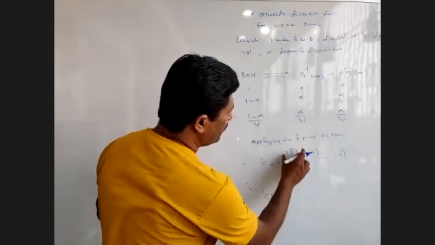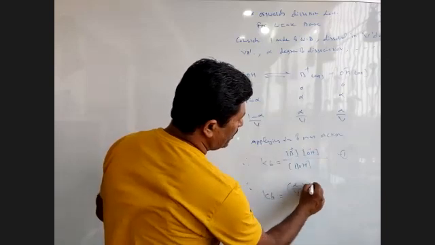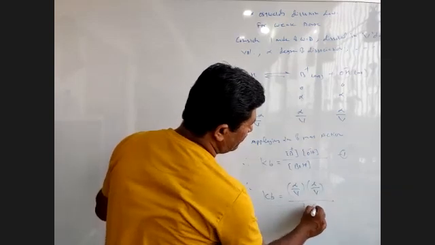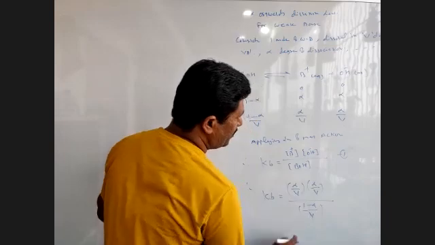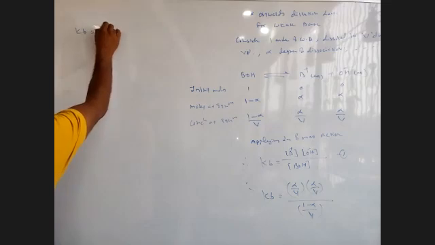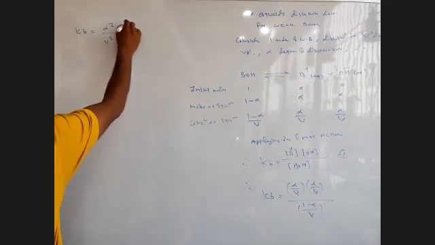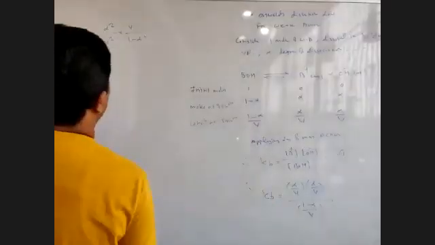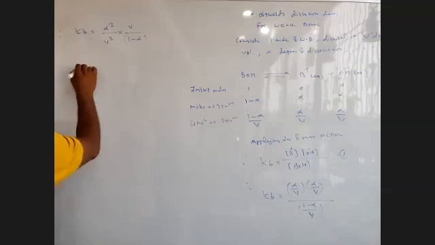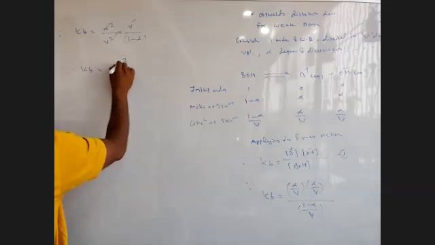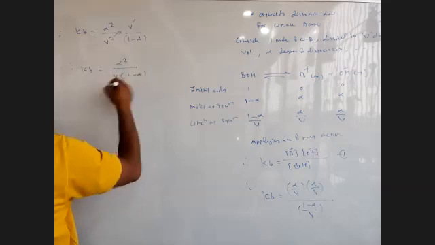Kb is equal to alpha upon V for B⁺, here again alpha upon V, upon 1 minus alpha upon V. This is what we get. Now let's simplify it. So we got Kb is equal to alpha square upon V square into V upon 1 minus alpha. Solving this, V cancels, so Kb is equal to alpha square upon V into 1 minus alpha.